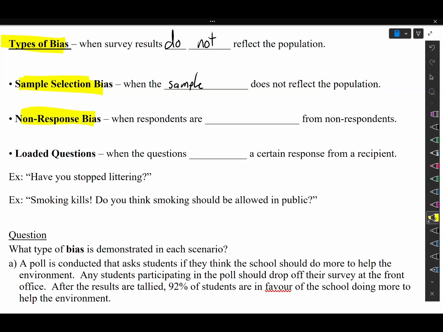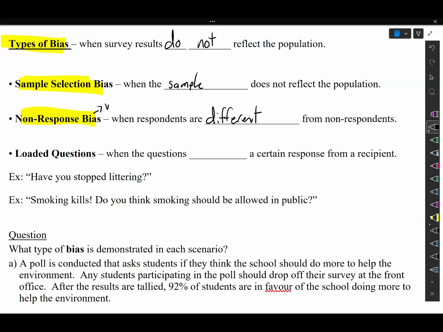Non-response bias might sound really similar. It's when the respondents differ from our non-respondents. Now, our real focus here, the difference, is that non-response bias is when our respondents are different. We're going to use that when we're describing somewhere where the survey organizers do not select the population.